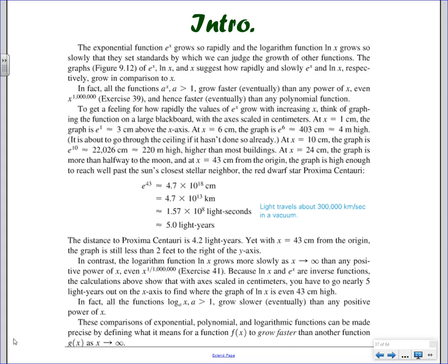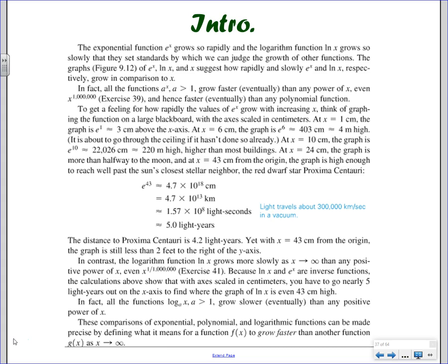Sadly, in our grapher, I think we've kind of minimized the effect of e to the x, in the sense of, it swoops up, but how quickly it swoops up is ridiculous. At x equals 24 centimeters, the 24th tick mark, the graph of e to the x is more than halfway to a million. And at 43 centimeters from the origin, the graph is high enough to reach well past the sun's closest stellar neighbor, the red dwarf star, approximately 5.0 light years away. What? Yeah, with x equals 43 centimeters from the origin, the graph is still less than 2 feet to the right of the y-axis.